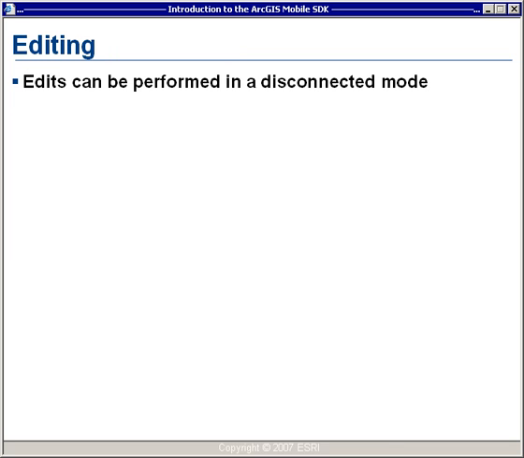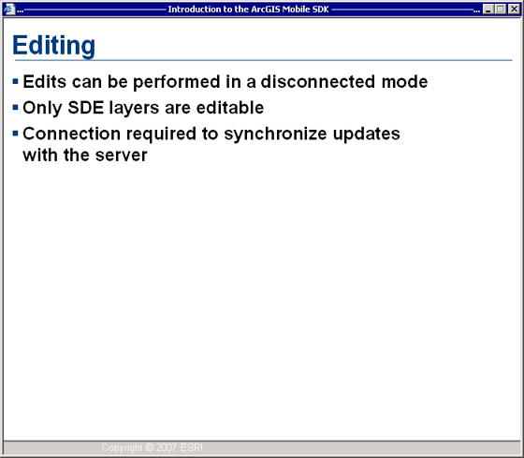Okay, so let's look at some of the editing capabilities in more detail. Edits can be performed in a disconnected mode. So earlier on, I talked about the fact that we can work in this disconnected mode where we're caching the data locally on the device. So anytime in your application, as long as the cache exists, you can edit against it, provided the feature layers are coming from an SDE data source.